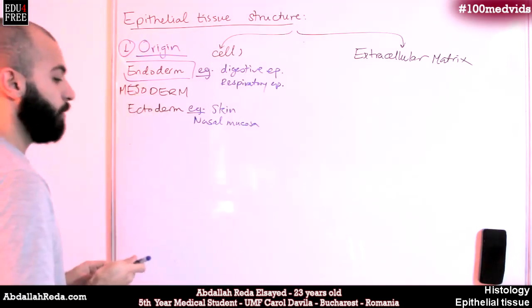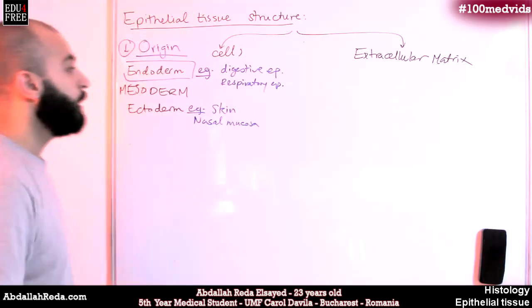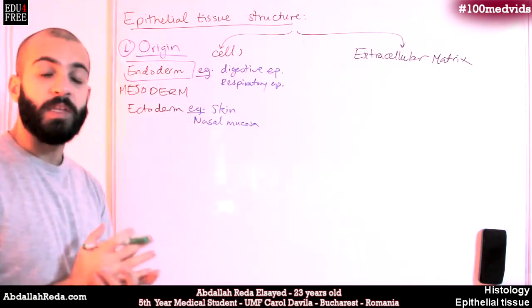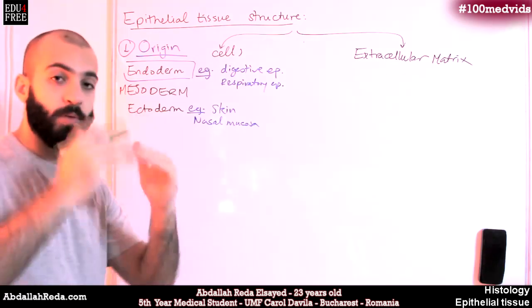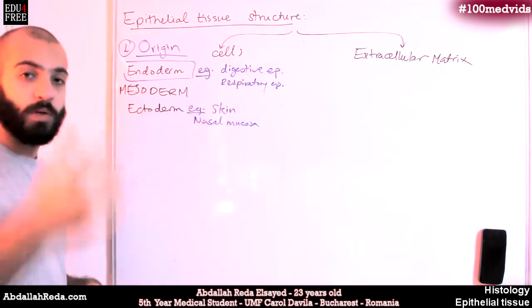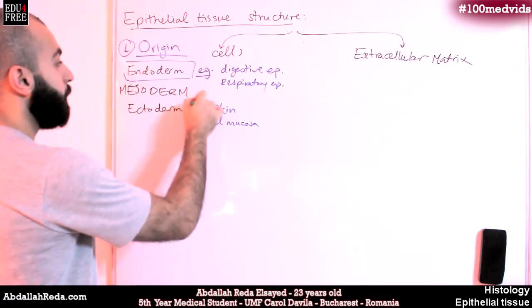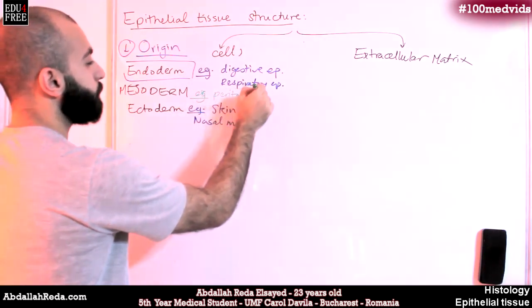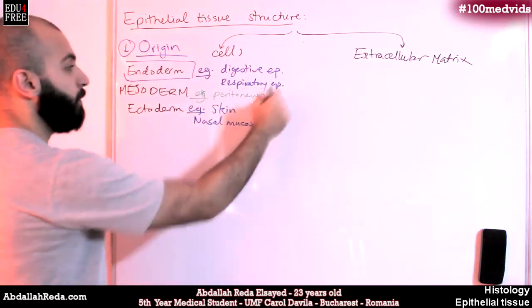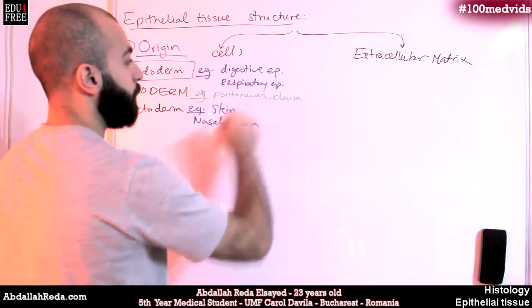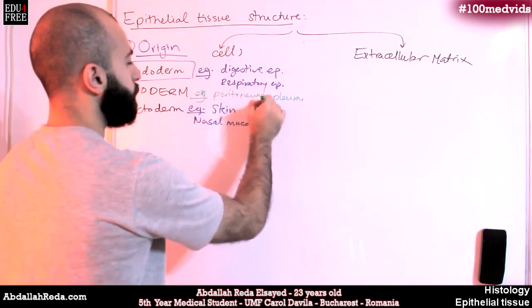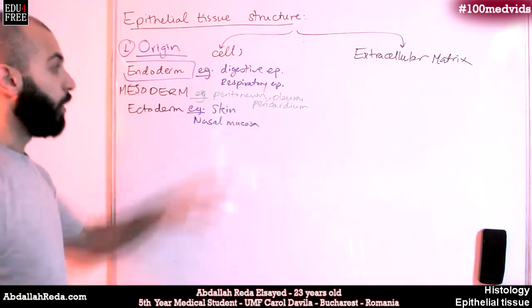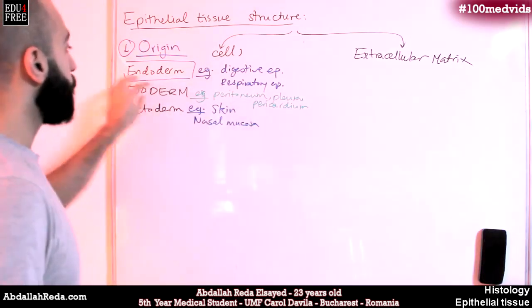And then we have the mesoderm, which is the one in the middle, and that one makes up the epithelium that covers the organs inside the body. The layer in between, for example, we have all the serous membranes, like the peritoneum, the pleura, and the pericardium. All of those are coming from the mesoderm.